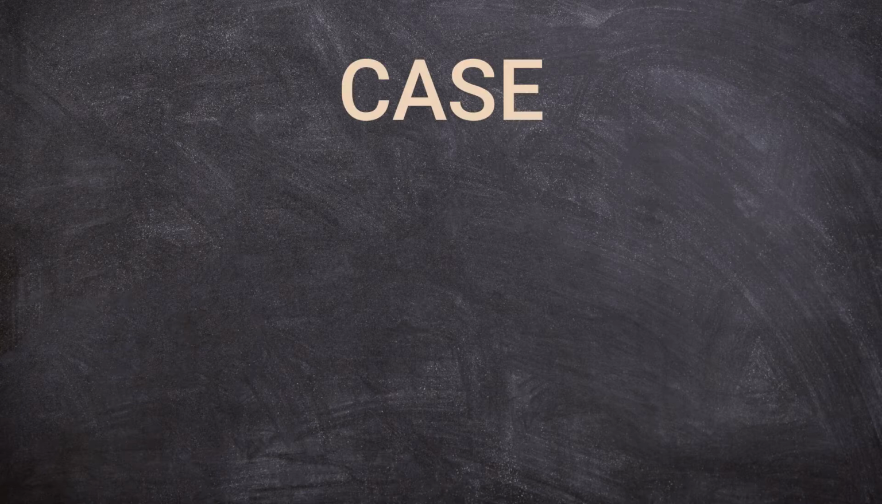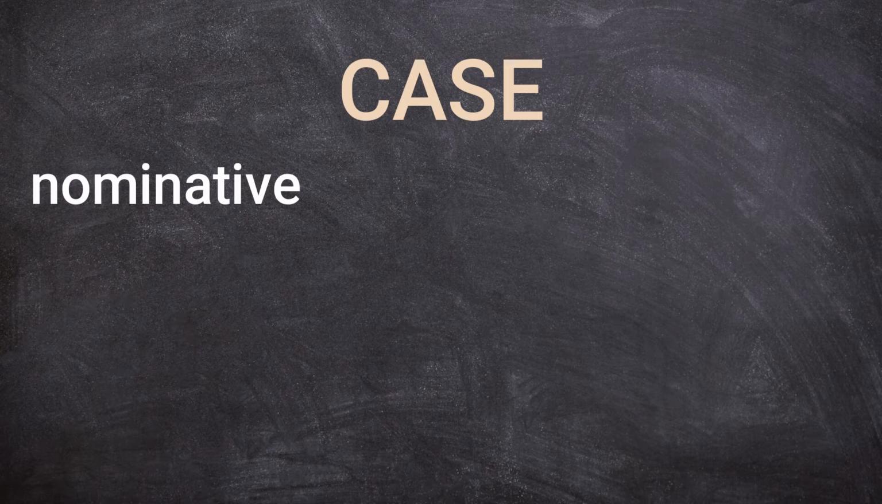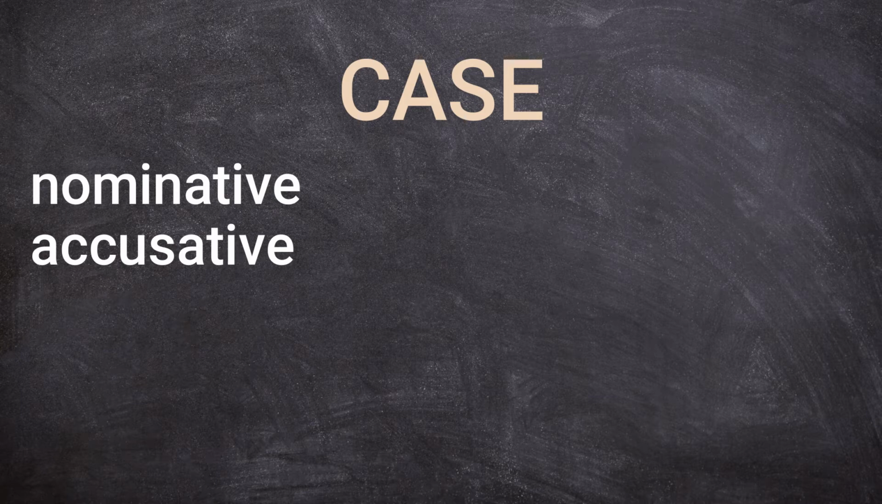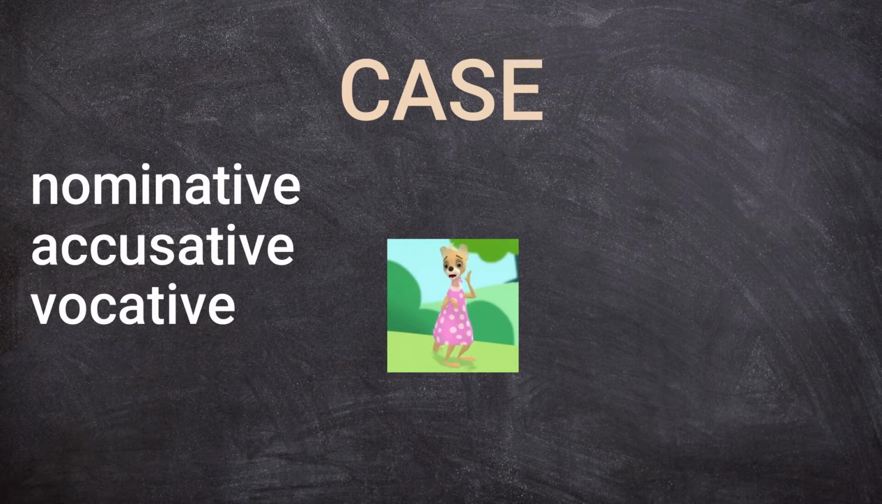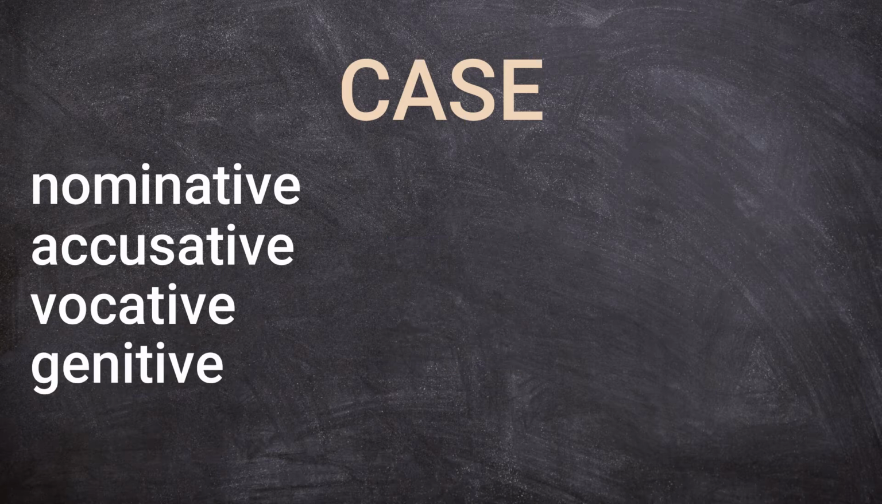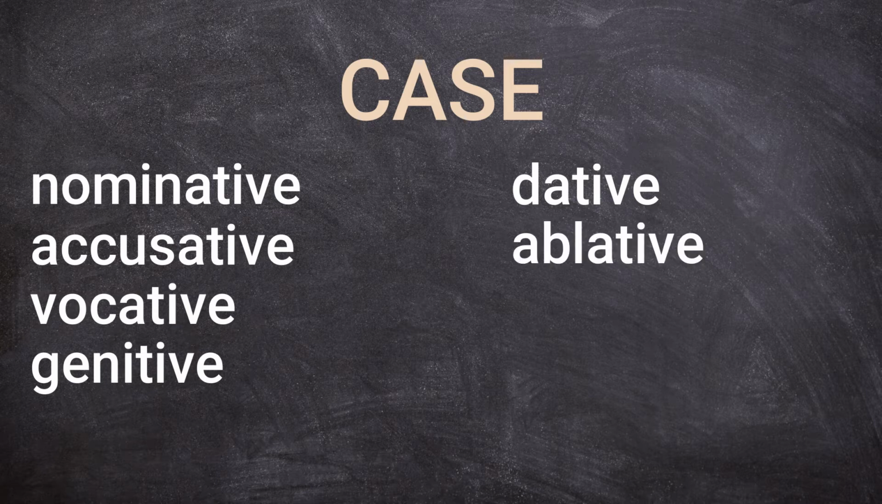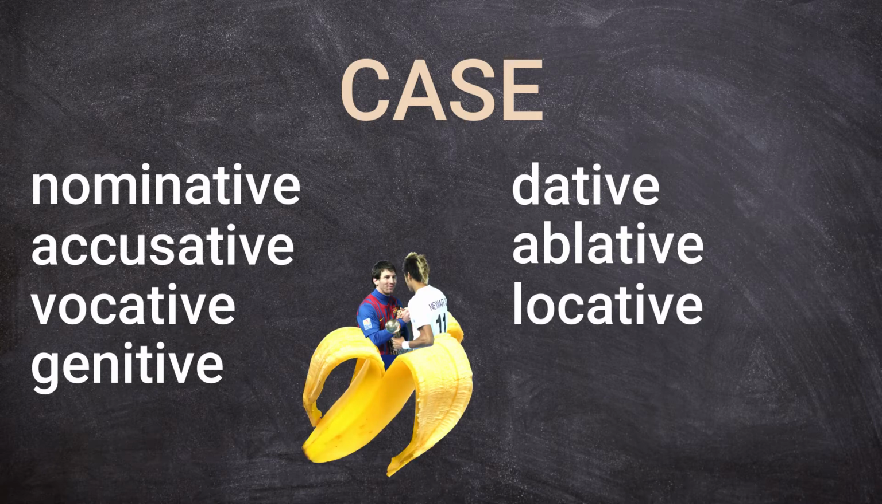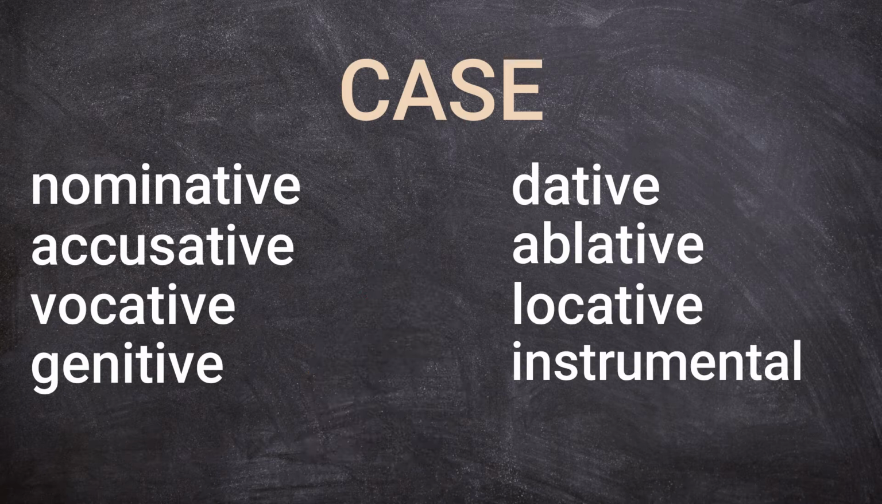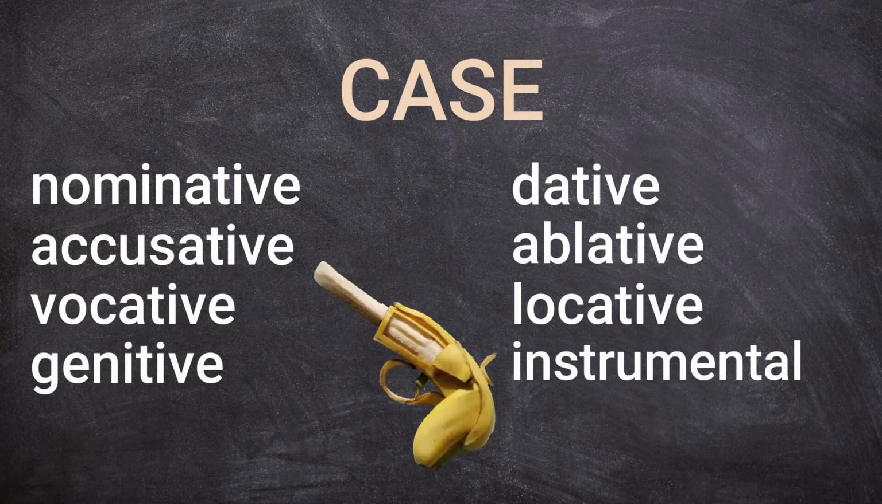The third variable of declension was the case. Indo-European had probably 8 or 9 different cases. Nominative for the subject performing the action, accusative for the object receiving or undergoing the action, vocative used when calling someone, BaNaNaZ! Where are you? Genitive for possession, dative to indicate the recipient or beneficiary of an action, ablative originally referring to motion away from something, locative for the location where an action takes place, and instrumental showing the element used as a means to perform the action.